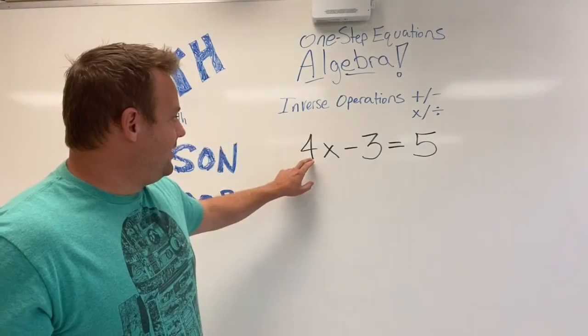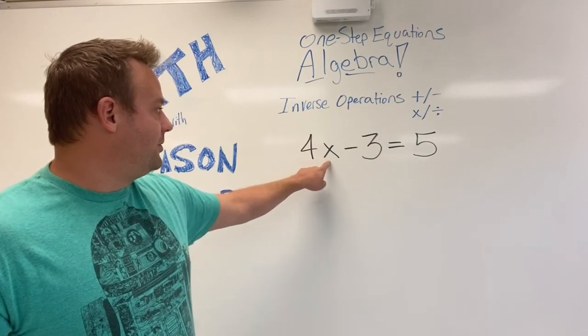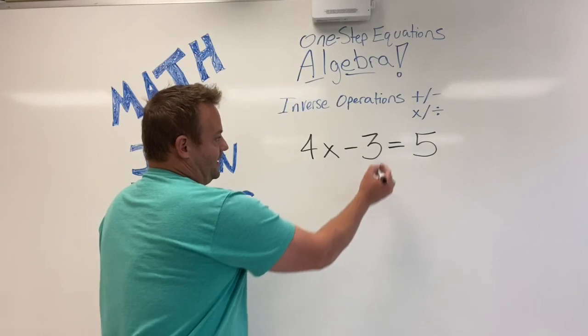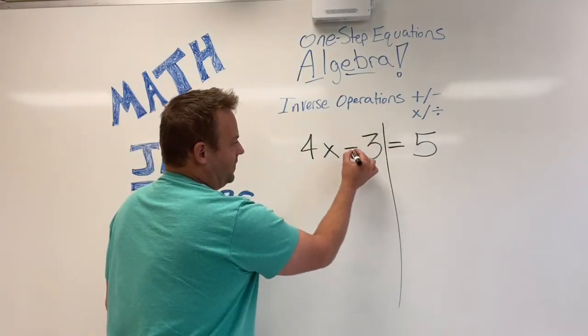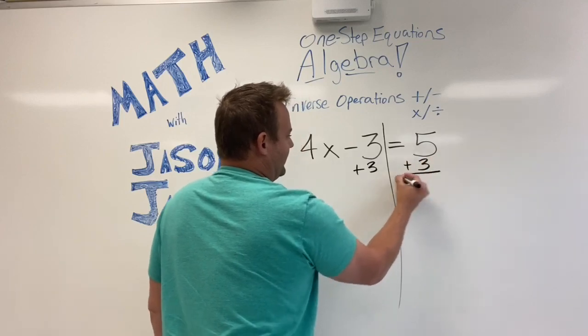Okay. A coefficient is next to the variable. That means you multiply. Coefficient, variable. This is the constant. All right. So the inverse operation of subtracting 3 is adding 3. So I'm going to add 3 like this.